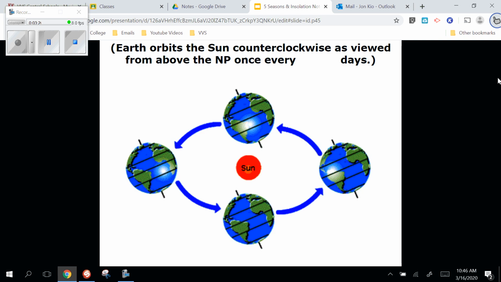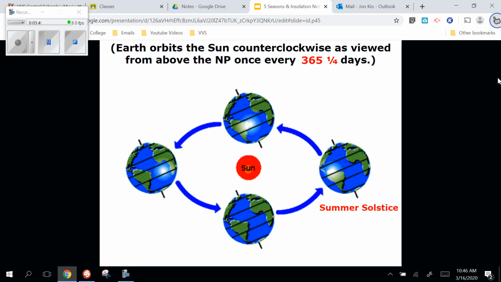All right, Earth orbits the sun counterclockwise as viewed from above the North Pole once every about 365.25 days. Remember, our calendar is 365 days long except for leap year. And every 4 years, we add a day, 366 days. The reason is that those quarter days have to be accounted for. We can't have a quarter of a day in our calendar. So we wait every 4 years and we just add 1 day to the calendar, and that catches up.